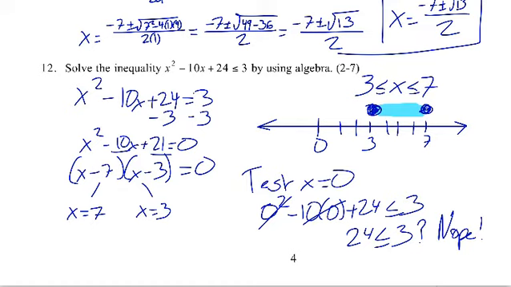So 3 is less than or equal to x. All my x's in here are greater than or equal to 3, and they're all also less than or equal to 7. So there is our final solution.